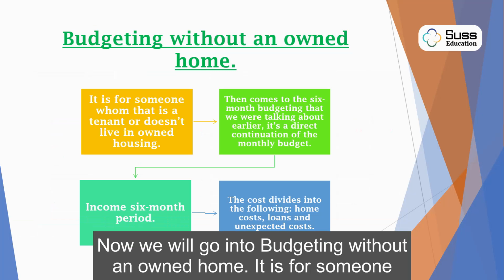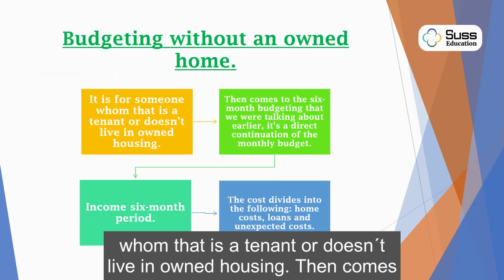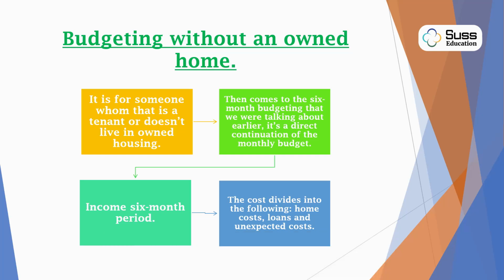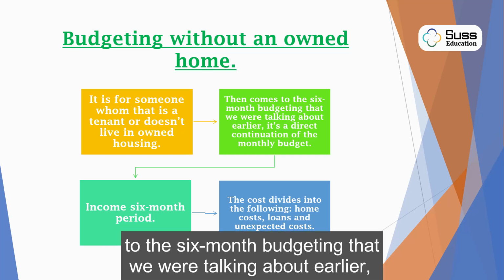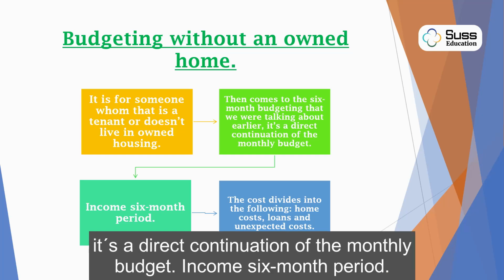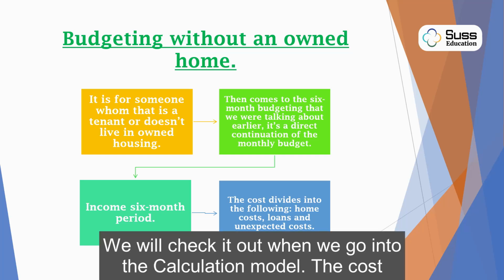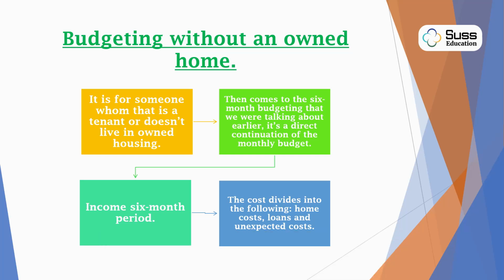Now we'll go into budgeting without an owned home. It is for someone who is a tenant or doesn't live in their own housing. Then comes the 6-month budgeting that we talked about earlier. It's a direct continuation of the monthly budget. Income for the 6-month period, we will check out when we go into the calculation model.